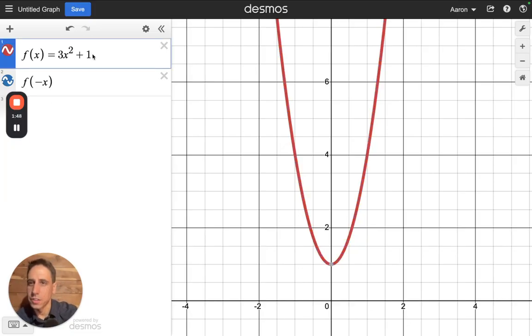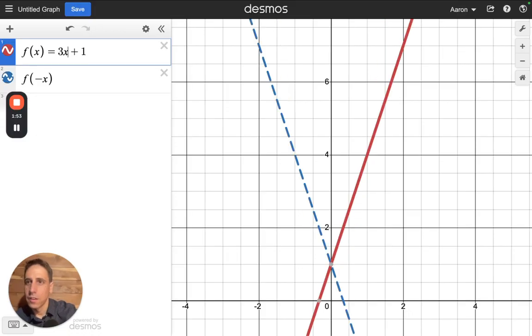All right, let's change the function. I noticed I had to delete the 2 itself and then the space. And then once I did, I have 3x plus 1. Now 3x plus 1 over here is this line, and its reflection over the y-axis is f of negative x. You can see they are not coinciding, so they are not going to be considered even functions.